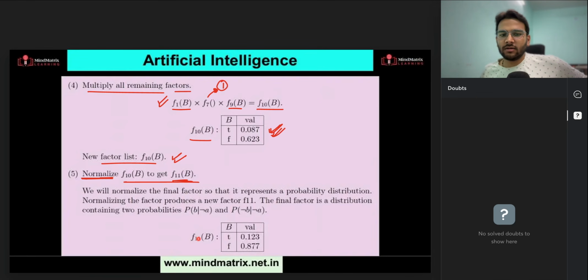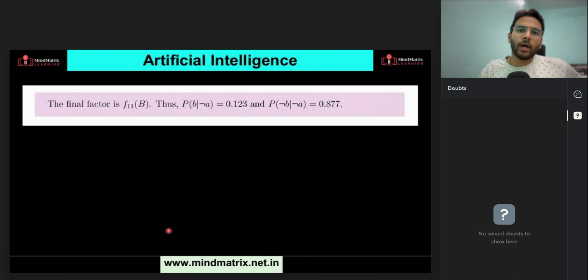Normalizing is nothing but finding the final factor that contains these two probabilities: probability of b given not a, and probability of not b given not a. So you know how to normalize this. 0.087 divided by 0.087 plus 0.623 will give you this value. And again, 0.0623 divided by these two values will give you this particular value. So we are able to find these two values clearly, right? Probability of burglary, given that alarm is not going to go off. So what is the value for that? The value is simply 0.123.